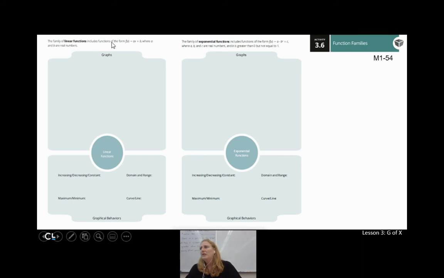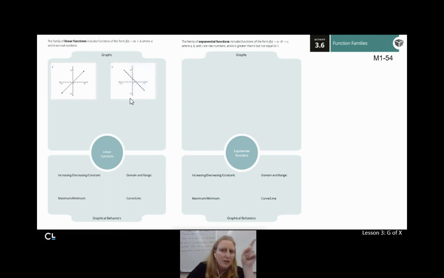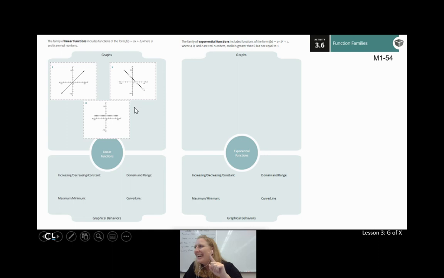So we said the linear function family is that whole f of x equals ax plus b. And the graphs that go with this one were F, L, and R. Sorry, my eyes aren't as good as they used to be. You can see one is increasing, one is decreasing, and one is constant. So it can be any one of these, but notice it only does one.